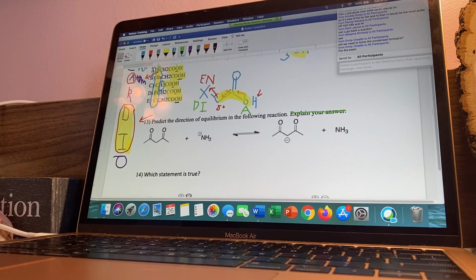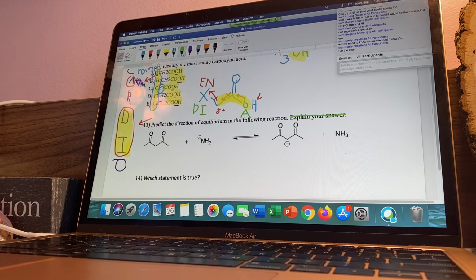Okay, what do we think this is? Is it favoring the right or the left? It's actually gonna be the right. Notice how this one's a little tricky too.